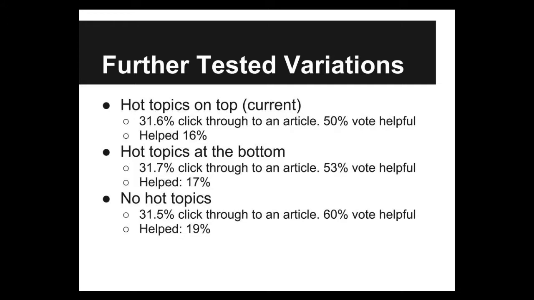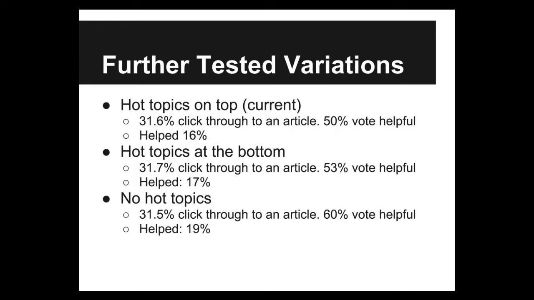What you can see here is I tested three different variations of the page: the original, then the hot topics at the bottom, and no hot topics at all. And it's interesting because, as you can see from this slide, the click-through rate to an article, not just the click-through rate to the next page or to the topic landing page or anything, but the actual click-through to an article, which helps people, is essentially the same, no matter what the design is. So that didn't change much. But as you can also see, the helpful voting changed a lot.